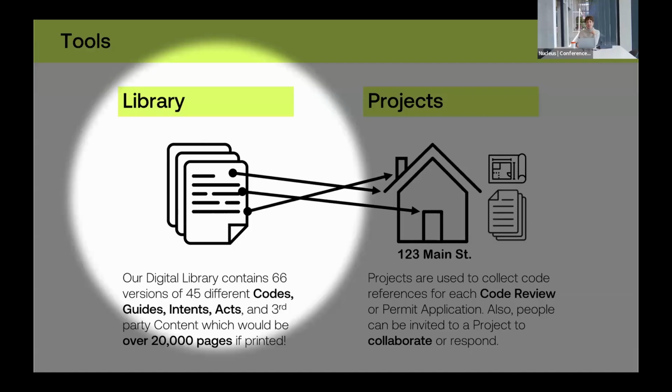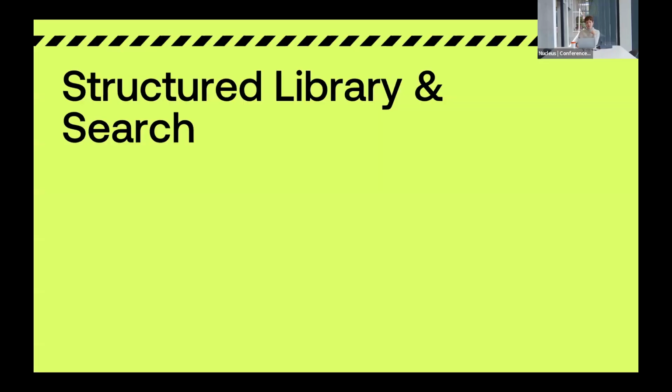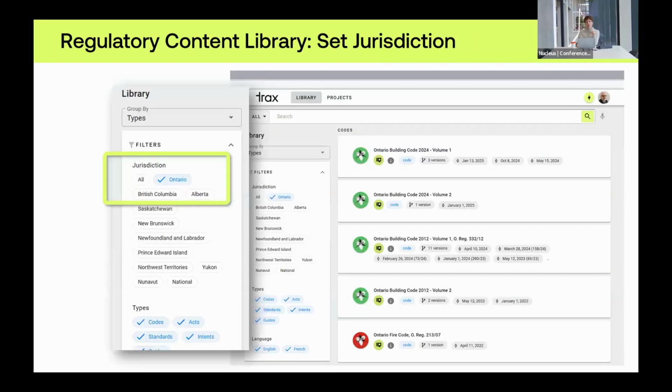So we'll start off with library. It's essentially a structured library with search. And what you'll see if you log in or do a trial is that you would first set your jurisdiction. So you'll have the option to choose which province you want to look at content from, or you can also choose national if you want to see at the national level, or all if you're working across provinces and you want to search for something across a number of jurisdictions. So that's what you're first confronted with.